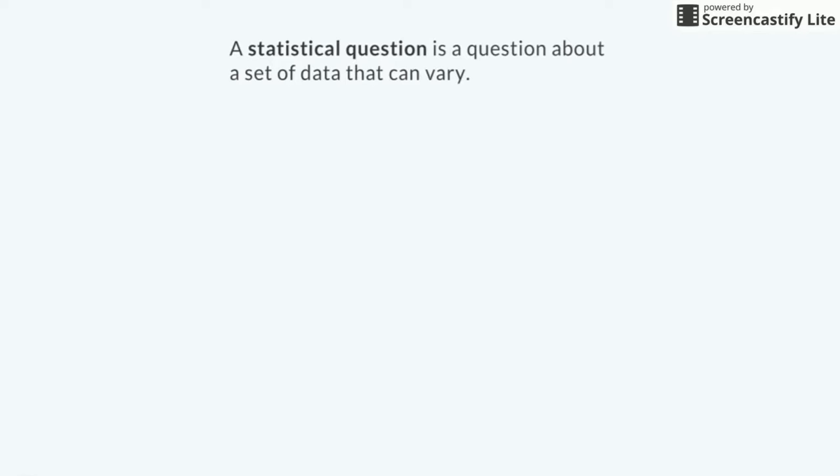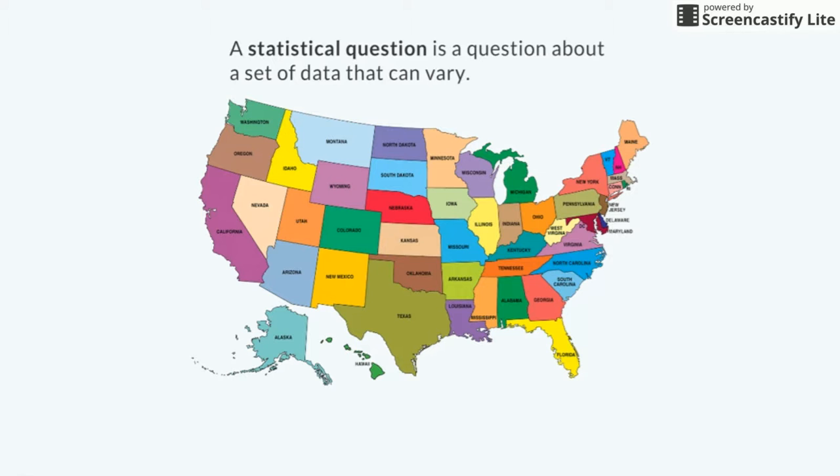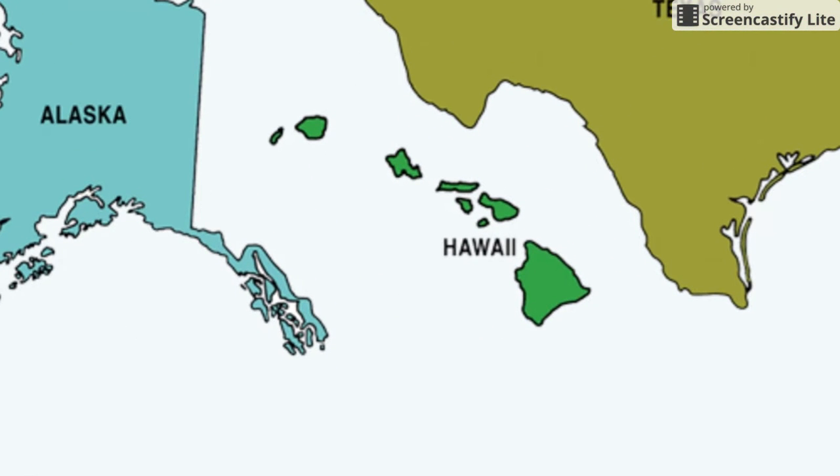For example, what state do you live in is a statistical question. There are 50 possible answers. What state is made entirely of islands is not a statistical question. Hawaii is the only answer. A statistical question is answered by collecting or looking at a set of data.